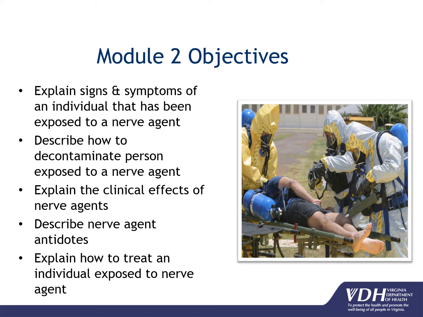The objectives for Module 2 include explaining signs and symptoms of an individual that has been exposed to a nerve agent, describing how to decontaminate a person that has been exposed to a nerve agent, explaining the clinical effects of nerve agents, and describing the antidotes for nerve agents, as well as explaining how to treat an individual exposed to those nerve agents.